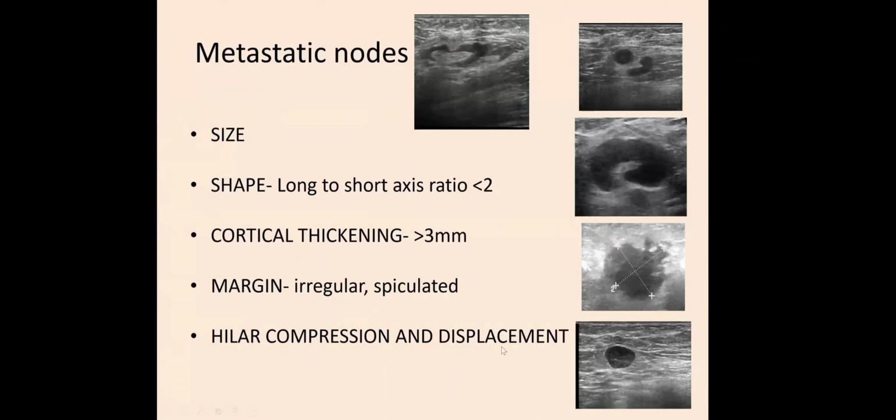Then hilar compression or displacement, I've already shown the type 1 to 6. In the type 6 where you have total displacement of the hilum, and you don't see even a small part of the hilum, it carries a high risk ratio of metastatic nodes. And one more feature to describe is that presence of subcapsular flow also favors a malignant lymph node rather than hilar flow, which is what you normally get in normal lymph nodes.